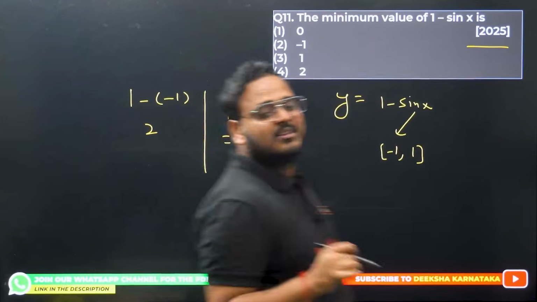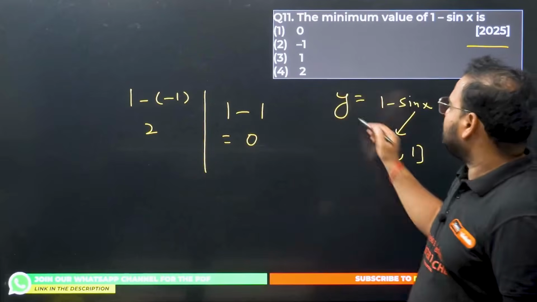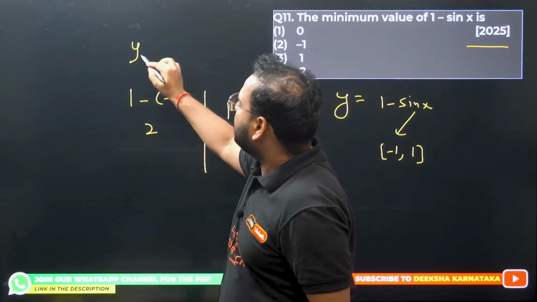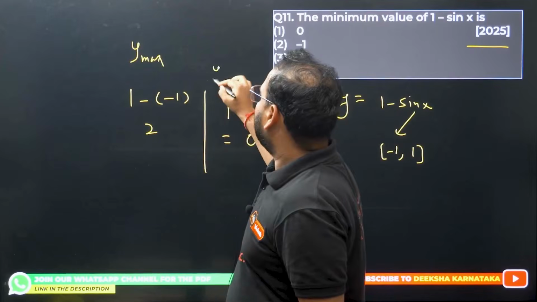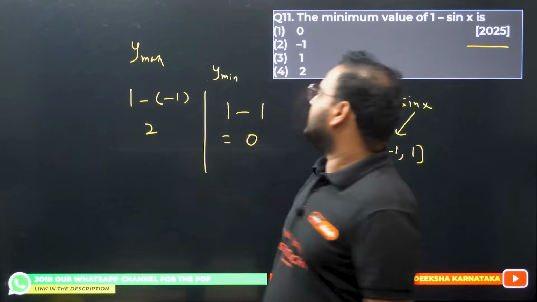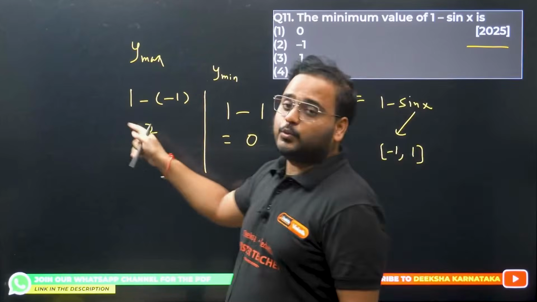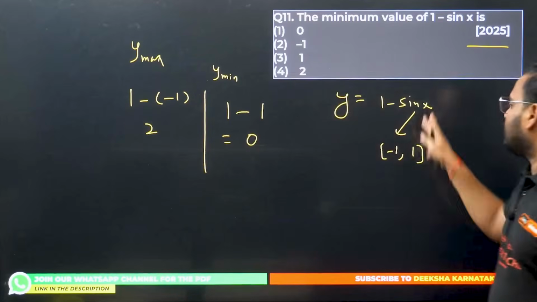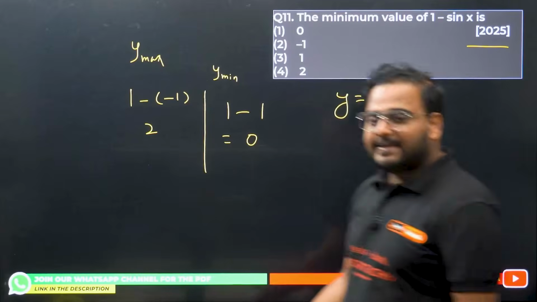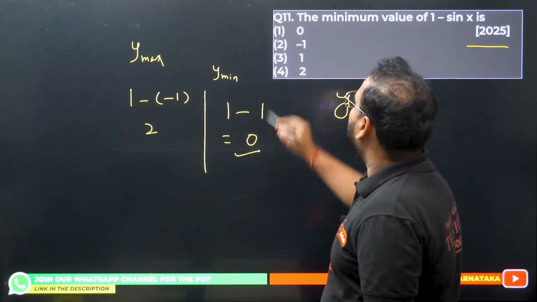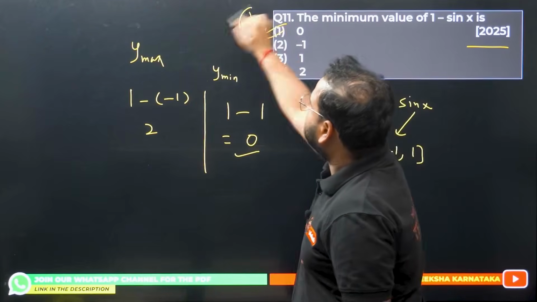Can you get anything other than this? So basically, for the function y, this is your y max and this is your y min. Tell me, can you get a value lower than 0? Can you get a value more than 2? No, because sin x has a limitation of minus 1 to 1. In that case, your y minimum is nothing but 0. Answer is option A.